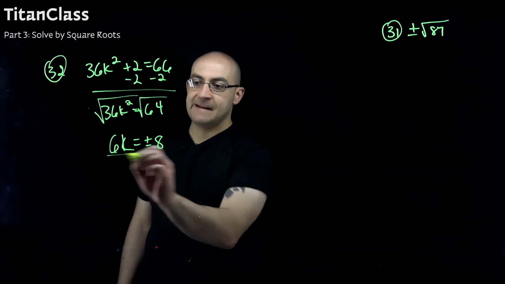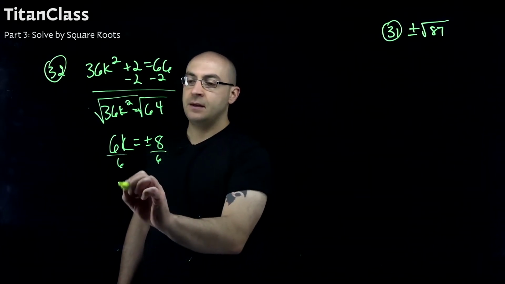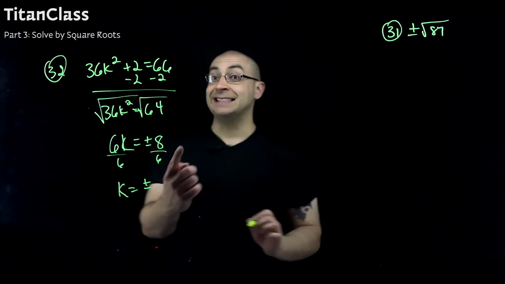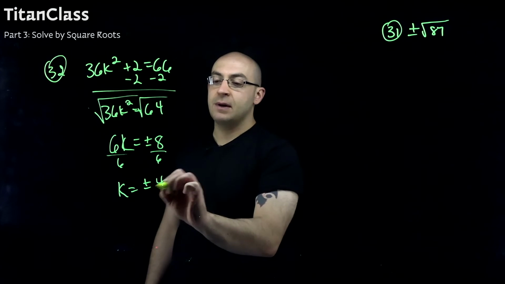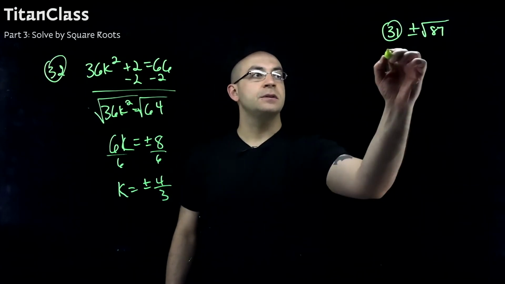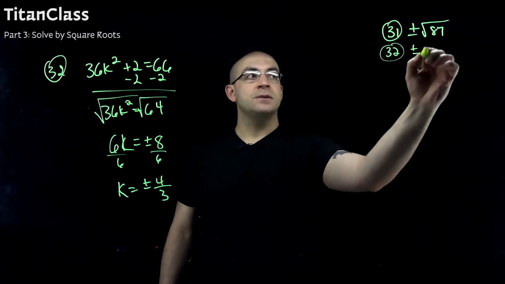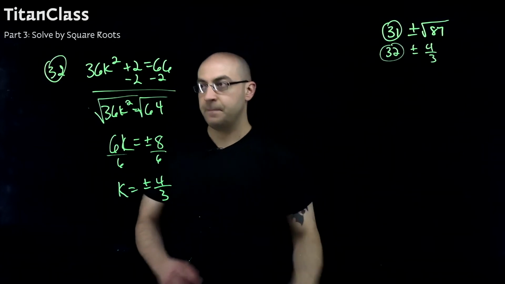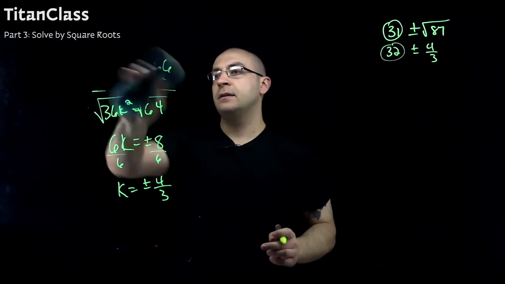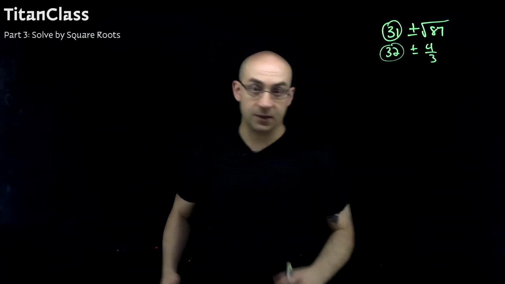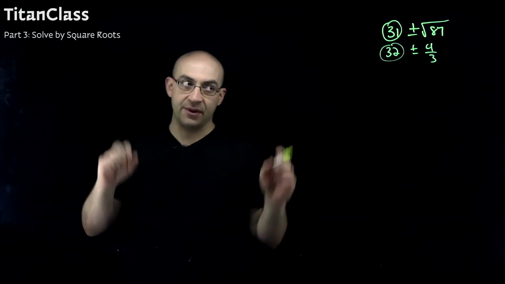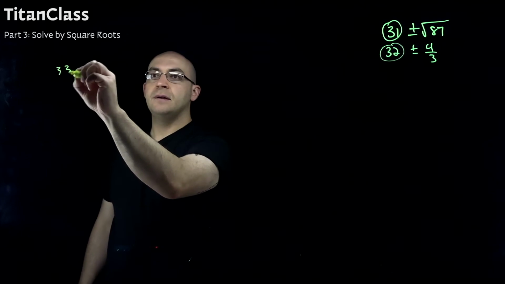Okay, so now I'm going to divide by 6 on both sides. k is going to equal plus or minus... it's not 8 over 6, because 8 over 6 can get simplified. So our answer is going to be plus or minus 4 over 3. All right, so 32 is plus or minus 4/3. Always simplify. And again, perfect squares are really, really important when we talk about solving quadratics, because we're square rooting all the time in theory. 33.